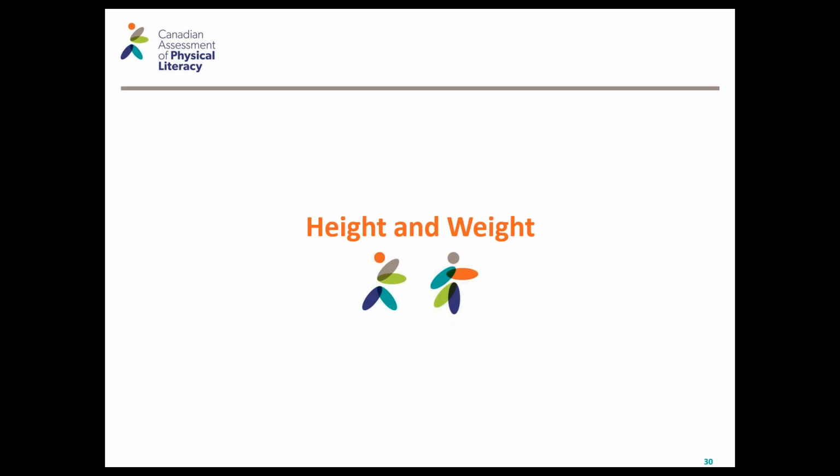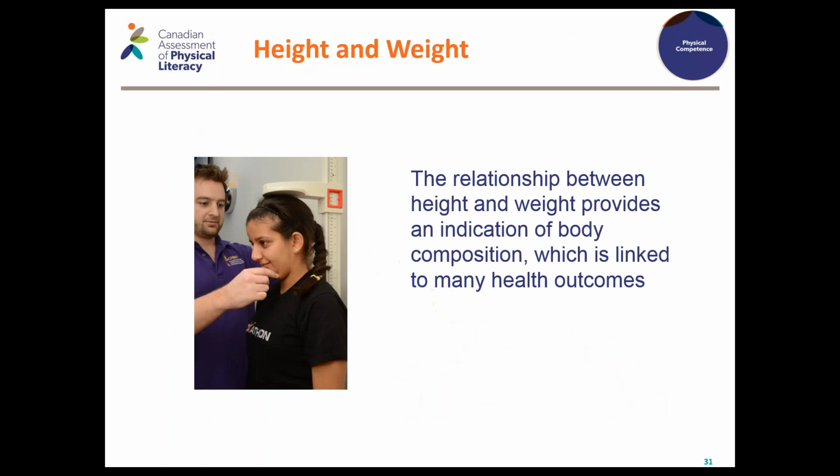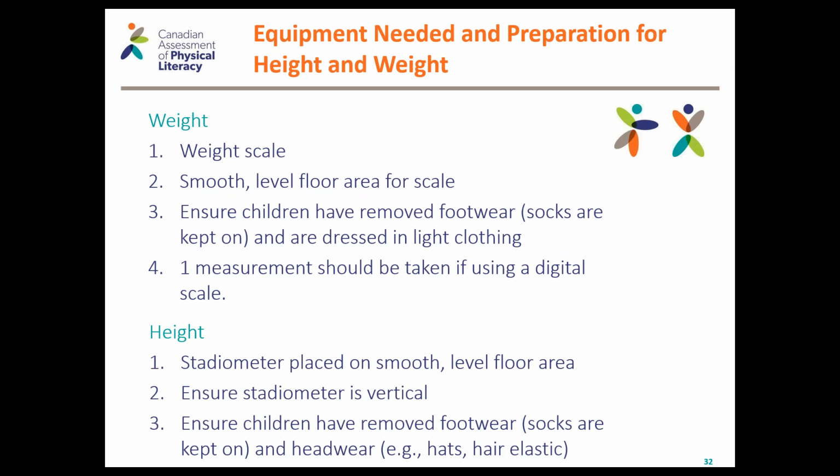So that is Pacer. Height and weight are next, so I'm just going to go through the equipment needed for those together. The height and weight are part of the physical competence domain as well. The relationship between height and weight provides a really good indication of body composition, which is linked to many health outcomes. So what we do with this one is look at BMI, again a very good health indicator, which is why it's incorporated into the CAPL.